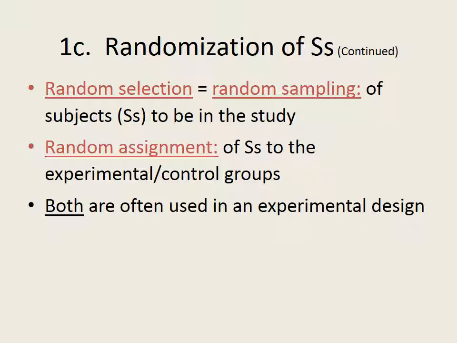Random selection is equal to random sampling of the subjects to be in the study, whereas random assignment of the subjects is putting them into experimental or control groups. Oftentimes both are used in experimental design. You only have to do one of these in experimental design. You just have to have some type of randomization. But a really well done experimental design will do both.